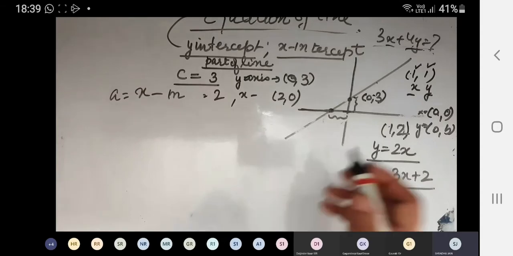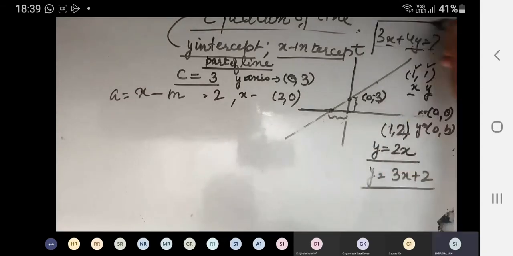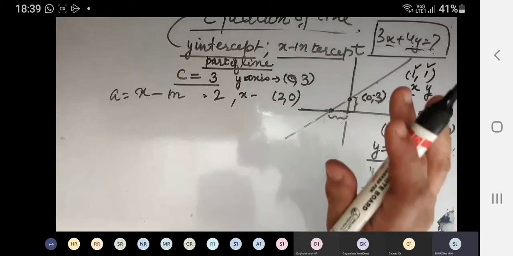Now coming back, how to write the equation of line? Equation of line, are you following?